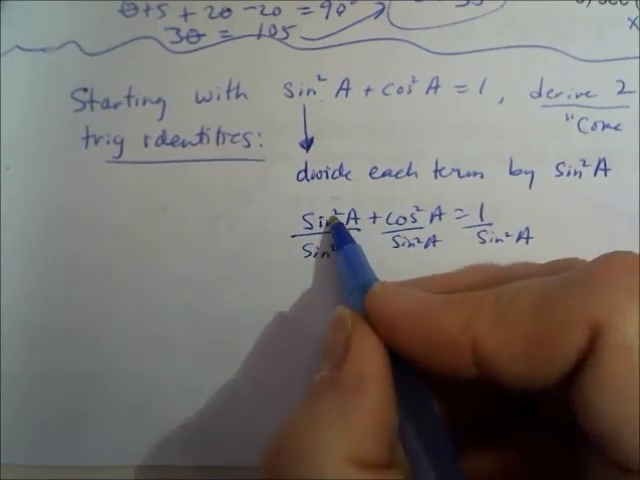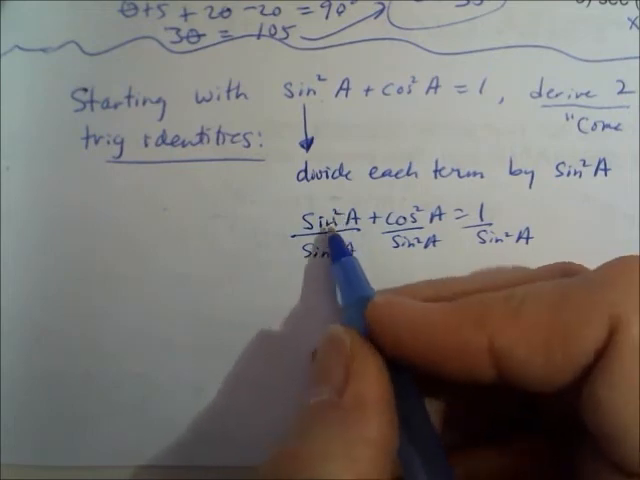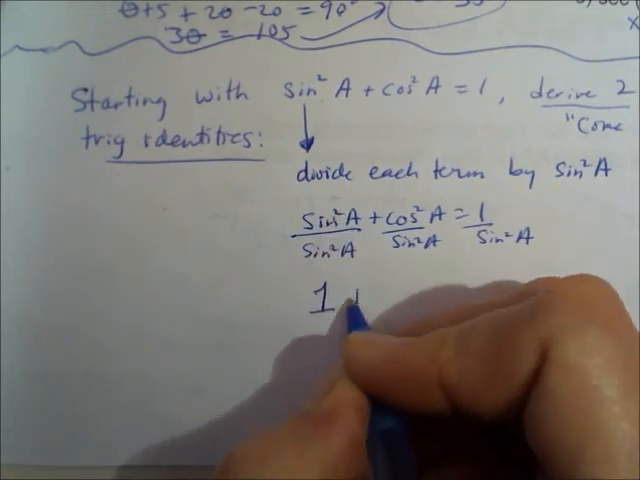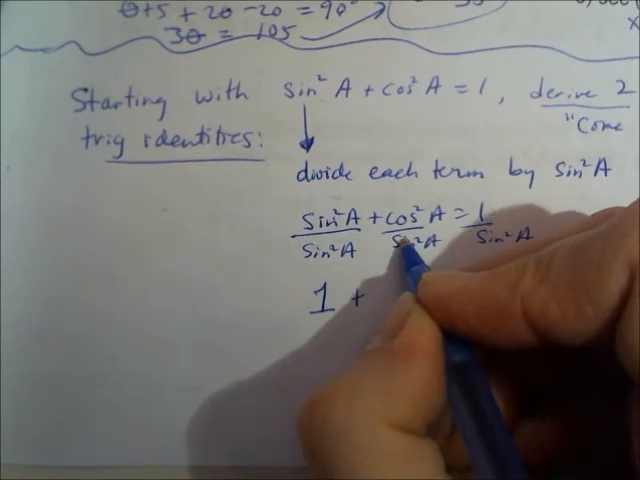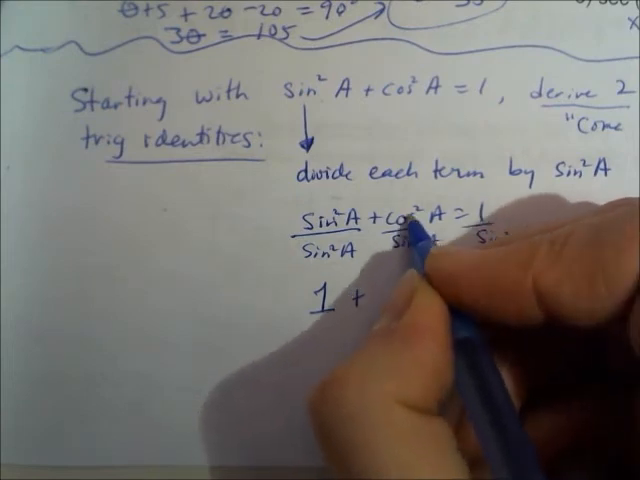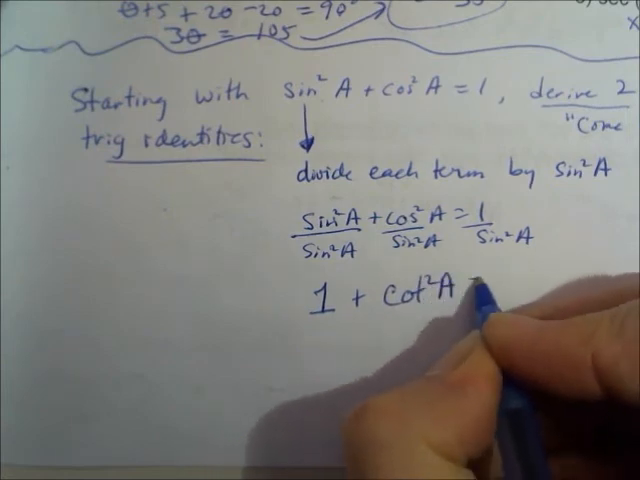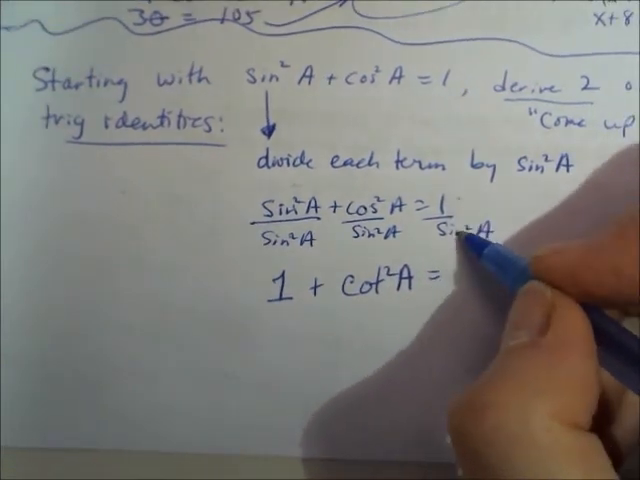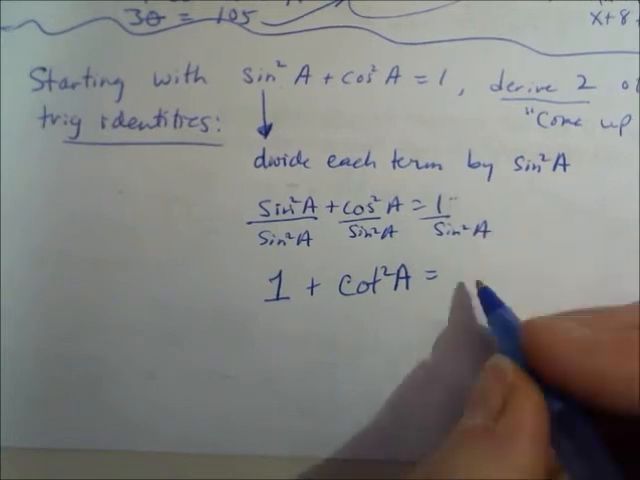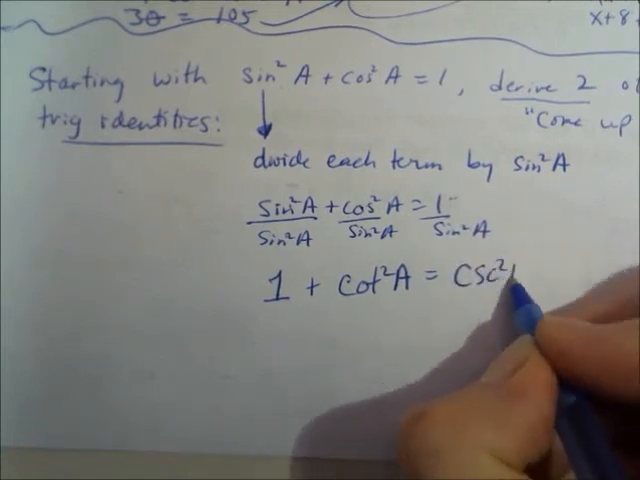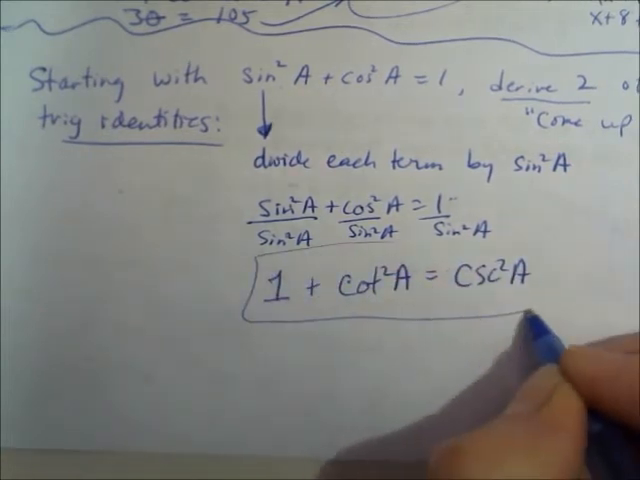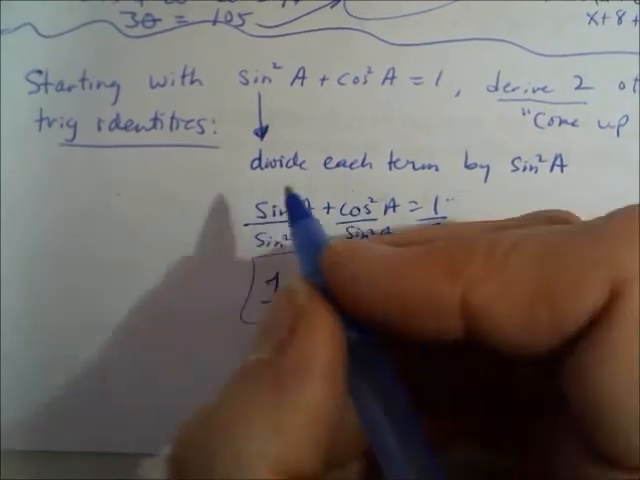What we have is sine squared over sine squared. Anything over itself is equal to 1. Cosine over sine is cotangent, so cosine squared over sine squared is cotangent squared of a. And since 1 over sine is cosecant, 1 over sine squared is cosecant squared of a. So there's the first one that you have just derived.